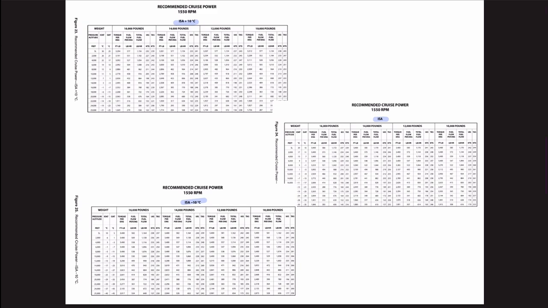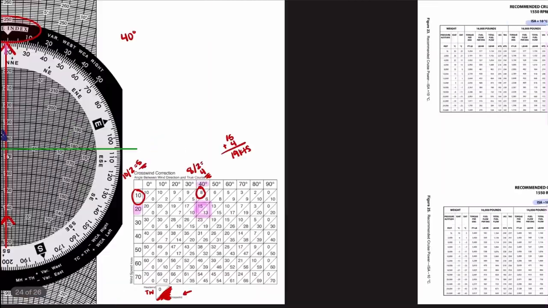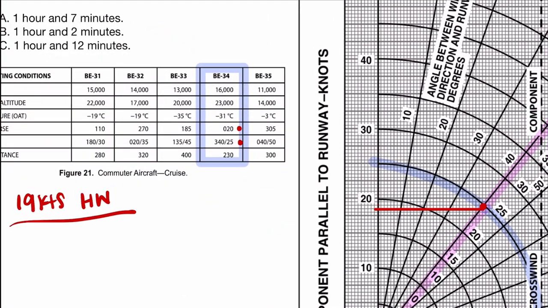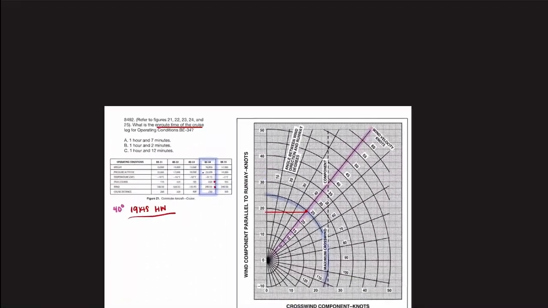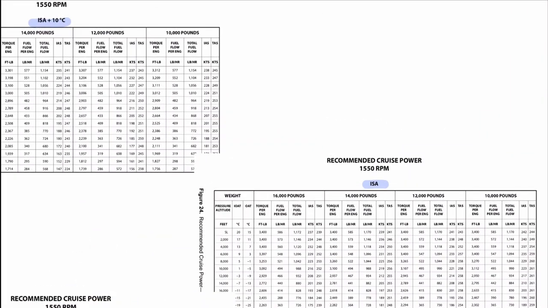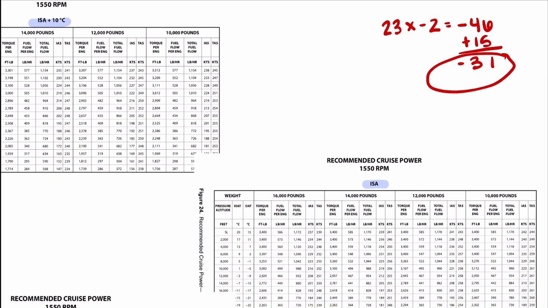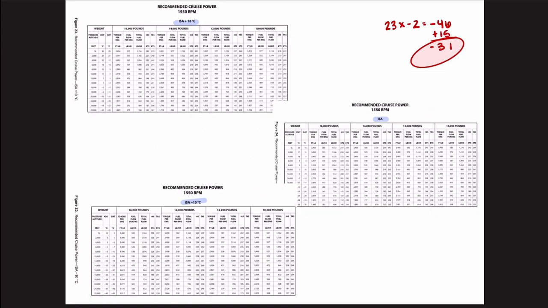So the very first thing we have to do is determine what ISA is at our altitude. Our altitude is given to us and we are at 23,000 feet. So we take 23 times -2, that is going to give us -46. And then we have to add 15 in to account for standard temperature, and that will give us -31 degrees.